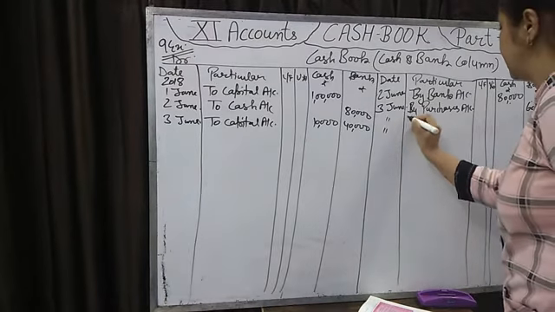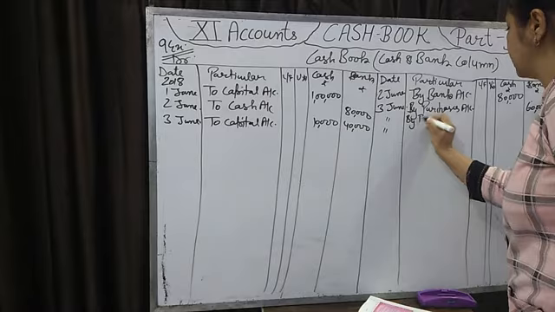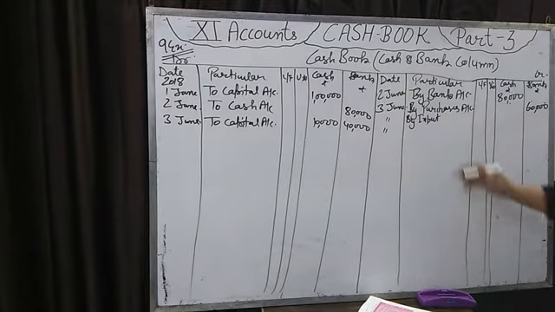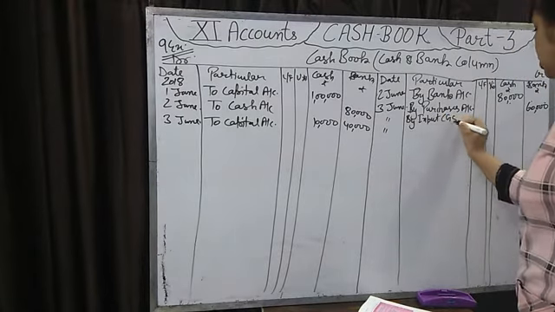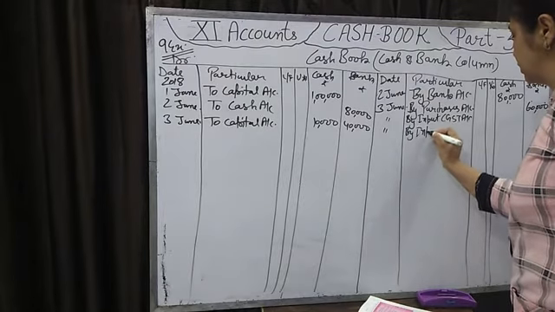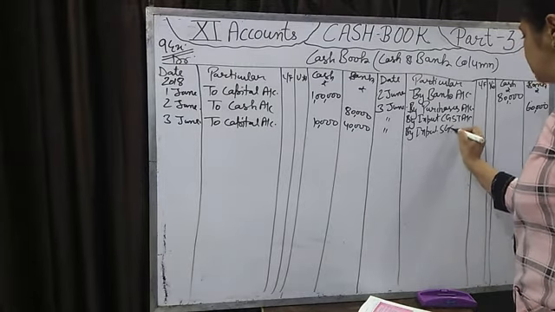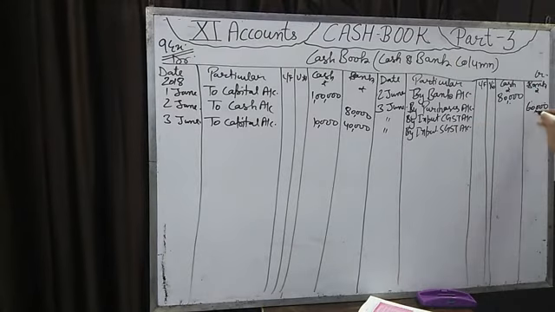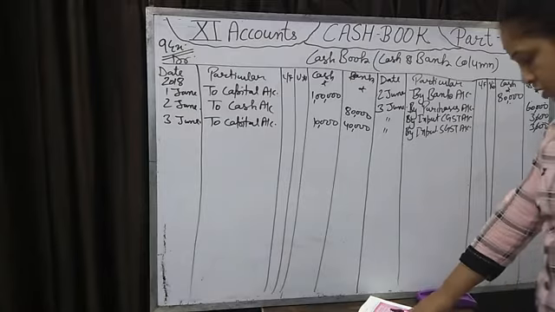And on the same date we are paying GST. Paid GST is known as input GST: input CGST account and input SGST account. We are paying 6%, then 6% of 60,000 is 3,600. We will write this in the bank column because we are paying by cheque.